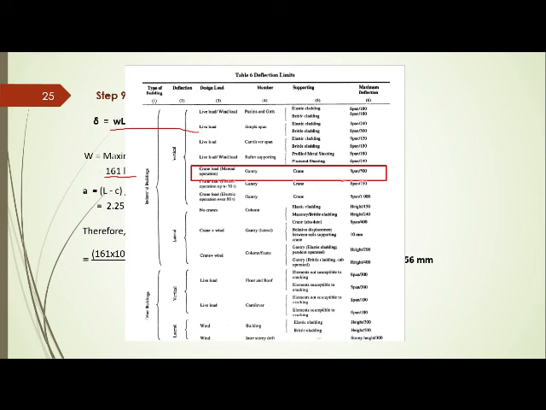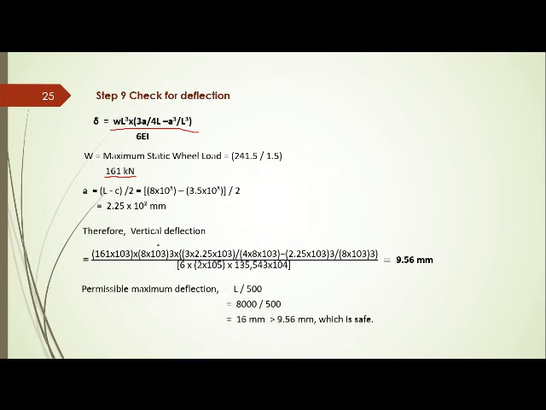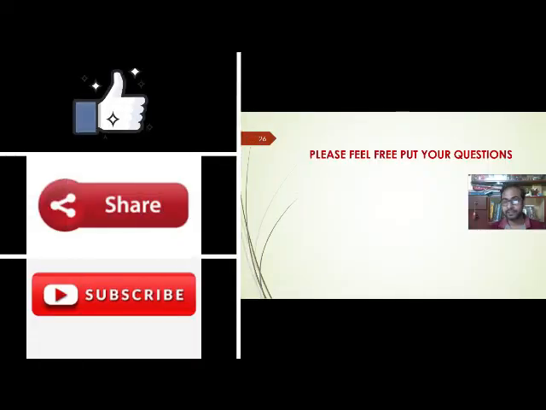It should be less than span by 500. It is given in table 6 of IS 800. So let us calculate. The permissible value is 16 millimeter, and it is greater than the 9.56 millimeter which is actually coming. So we may say this is safe against deflection. With this, we have come to the end of the discussion of the problem of design of gantry girder.